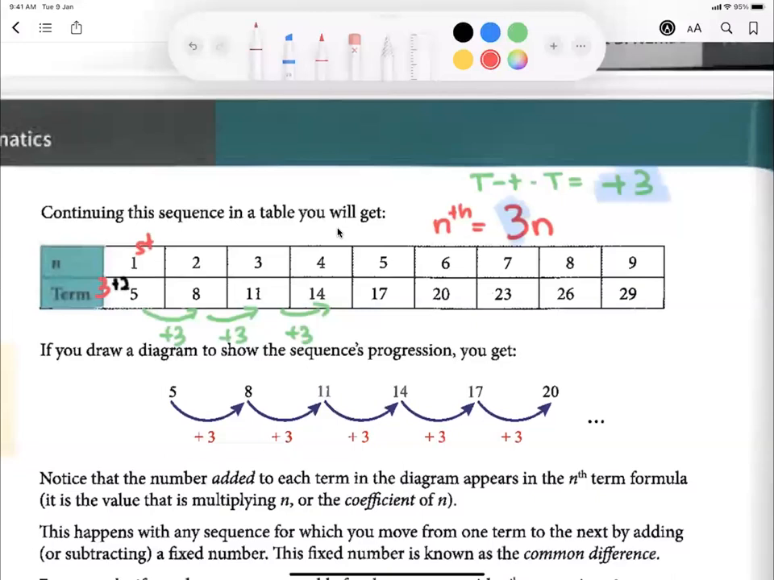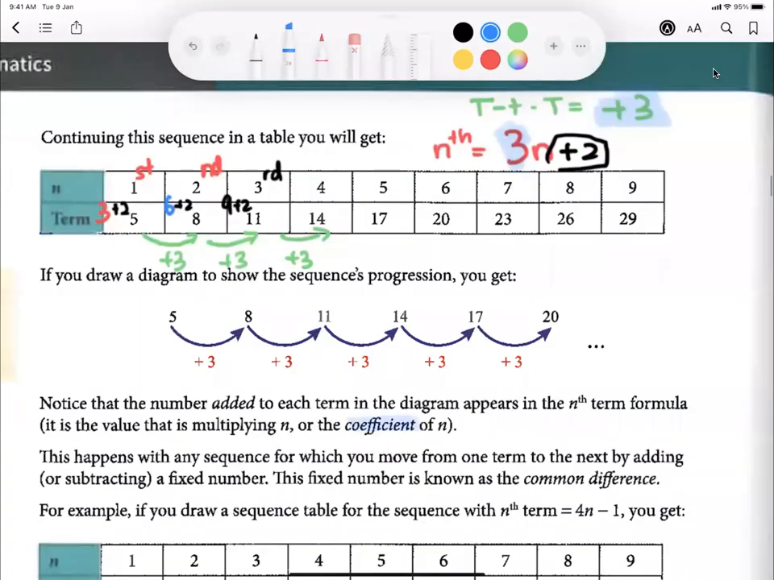Let's try again for the next number. Second number times 3 is 6. Then let's add 2. Oh, it works. And if I continue for the third number and it works, then bravo, we have found our position to term rule. 3 times 3 is 9, 9 plus 2 is 11. Yes, we did it. So we just need to add 2. This is what I call the adjustment. So this is what we call the coefficient of n. The term to term rule is always the coefficient of n, if it is plus or if it is minus. If it is something else, then we will do it in a different way.